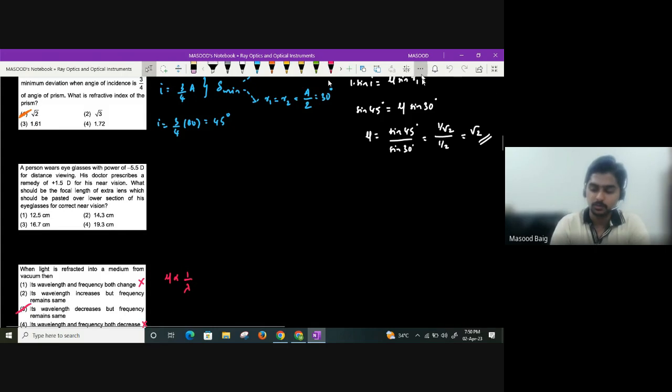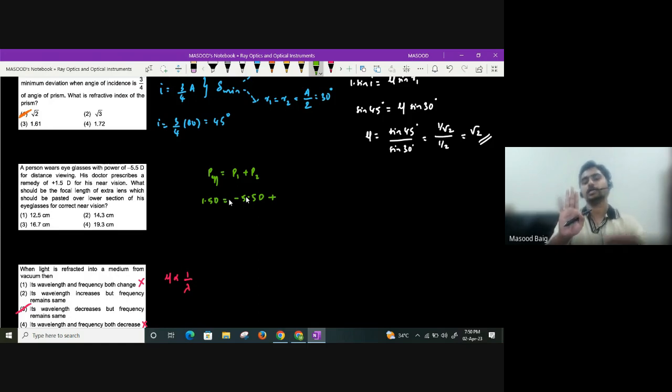It is based on a combination of lenses only. If two lenses are in contact, what is the effective power? Effective power will be given as the sum of individual powers. Now the doctor has prescribed a remedy of 1.5 diopter. It means the effective power has to be 1.5 diopter. For the eyeglasses, the power is already given as minus 5.5 diopter, guys. They're asking us to find the focal length of the extra lens that has to be pasted over the eyeglass. If I assume this is the eyeglass, and I am pasting one more lens, will these be two lenses in contact or not? Yes, whenever two lenses are in contact, effective power will be P1 plus P2.